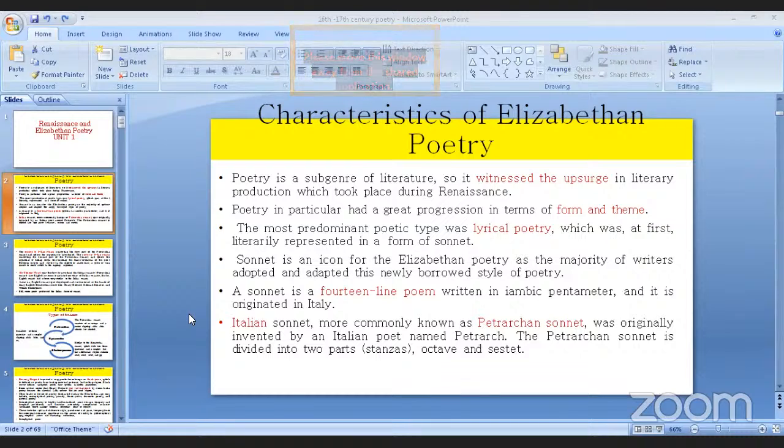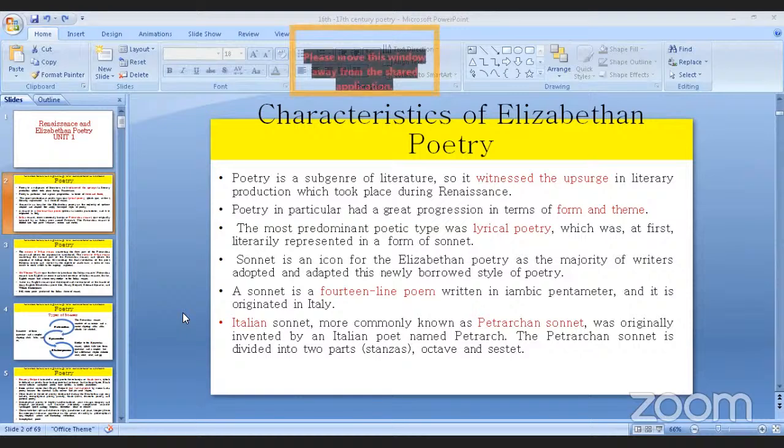The sonnet is an icon for Elizabethan poetry, as the majority of writers adopted and adapted this newly borrowed style of poetry. I think we did discuss the sonnet yesterday, so I'll be doing it now also. A sonnet is a 14-line poem written in iambic pentameter, and it originated in Italy. Iambic pentameter is like a kind of beat in poetry. Iamb is a meter, a measure, and penta is 5. So you will have 5 pairs of beats in a line.